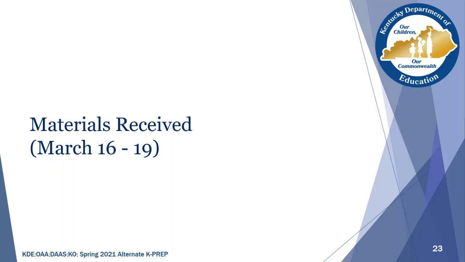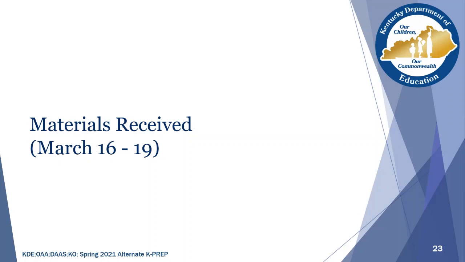So now we want to talk a little bit about materials and what to expect when you receive your materials. So the first thing is materials will be sent to districts sometime between March 16th and March 19th. Typically the first shipment will go out on March 16th and the majority of the materials will go out those first 2 days, which will be March 16th and 17th.